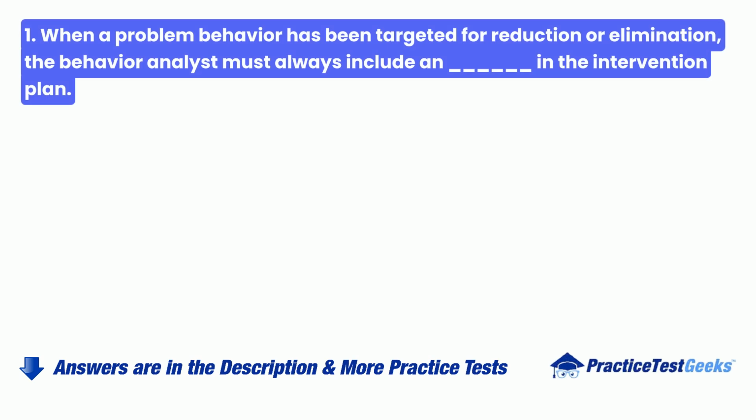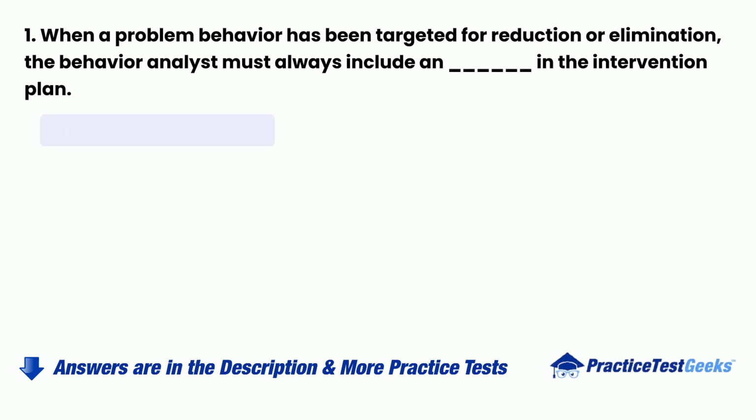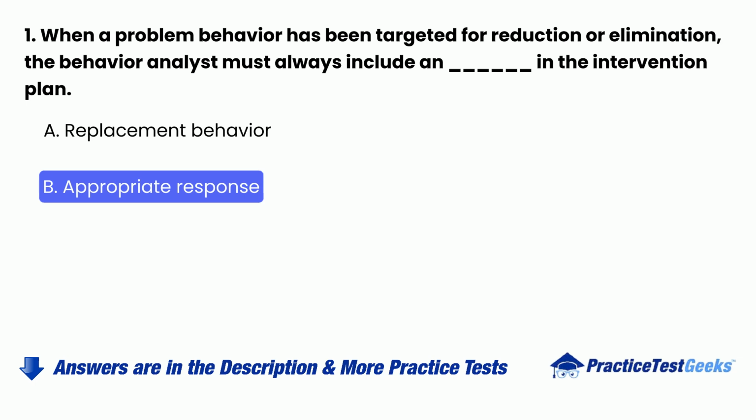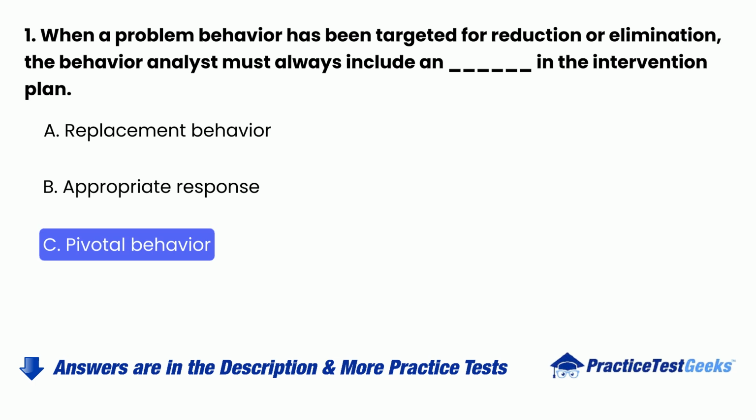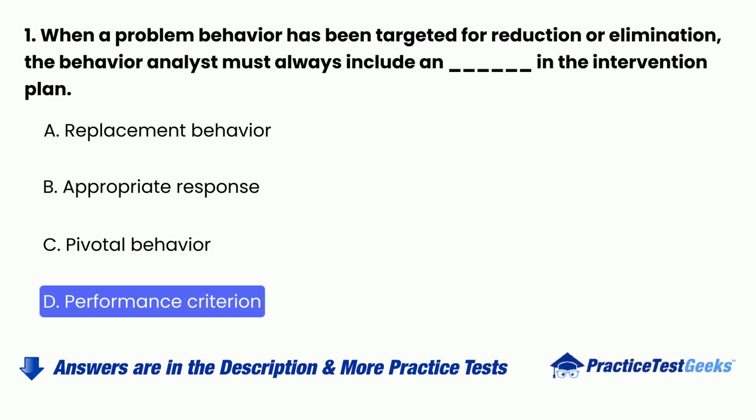1. When a problem behavior has been targeted for reduction or elimination, the behavior analyst must always include blank in the intervention plan. A. Replacement behavior. B. Appropriate response. C. Pivotal behavior. D. Performance criterion.